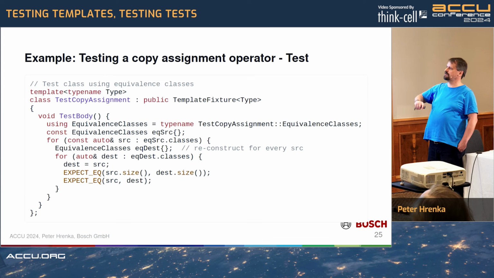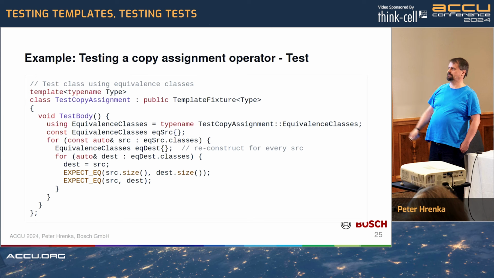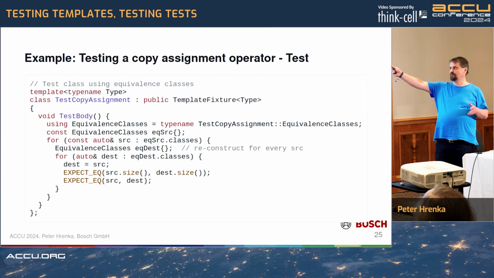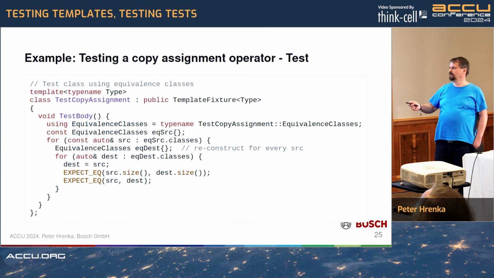The outer one is the const one. We just take that as the source. We take another set of equivalence classes. We instantiate that inside of the loop, so we have a fresh copy there. Then we overwrite the destination every time with the source, and of course we expect the size and the quality there. Whatever, if we change or extend the set of our equivalence classes, it gets automatically tested. We don't have to touch anything, and we get both sides of the assignments, and we don't have to think about that.